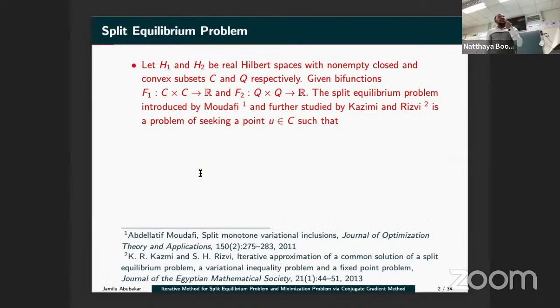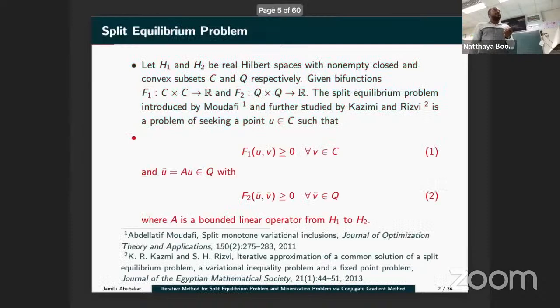So let's now get acquainted with the setting. So suppose we have 2 Hilbert spaces, H1 and H2, and we have some closed and convex subsets C and Q. Given by functions also F1 and F2, we can see this is from C to R. So the split equilibrium problem, which was introduced by Moudafi and further studied by Kazmi in these papers, you can see the paper here, 2011, which was published in the Journal of Optimization Theory and Applications. And also the paper of Kazmi is on the fixed point problem, Journal of the Egyptian Mathematical Society.